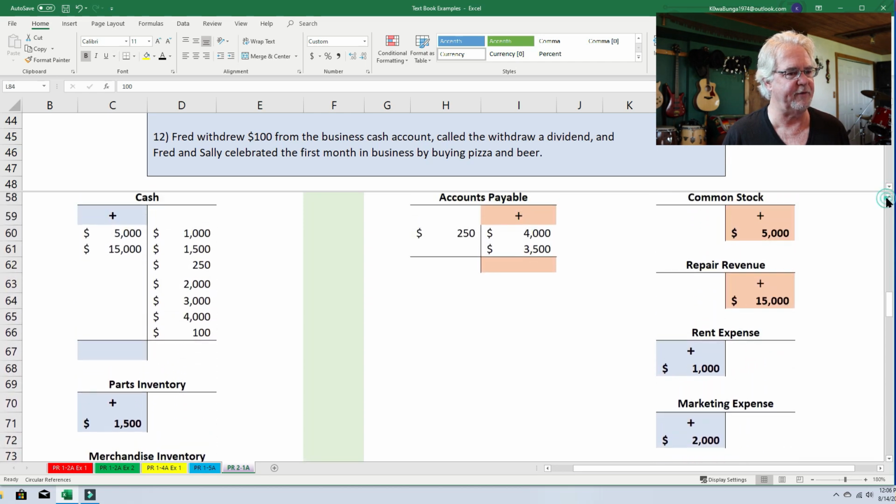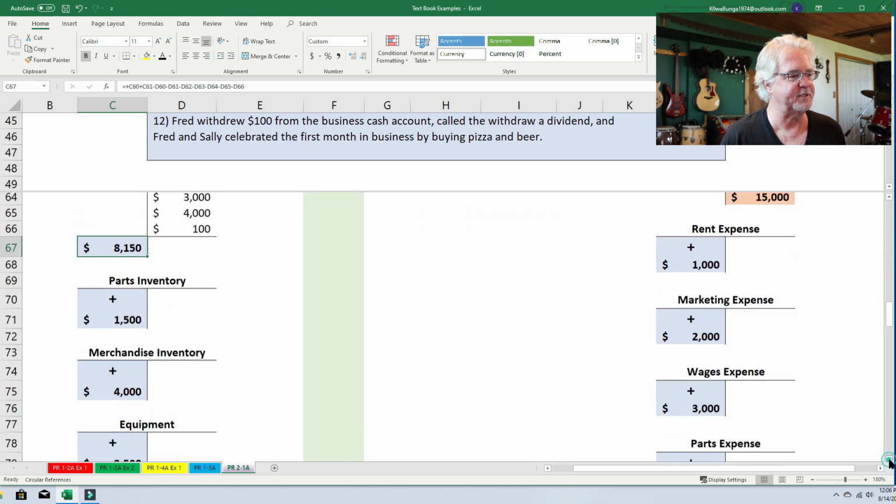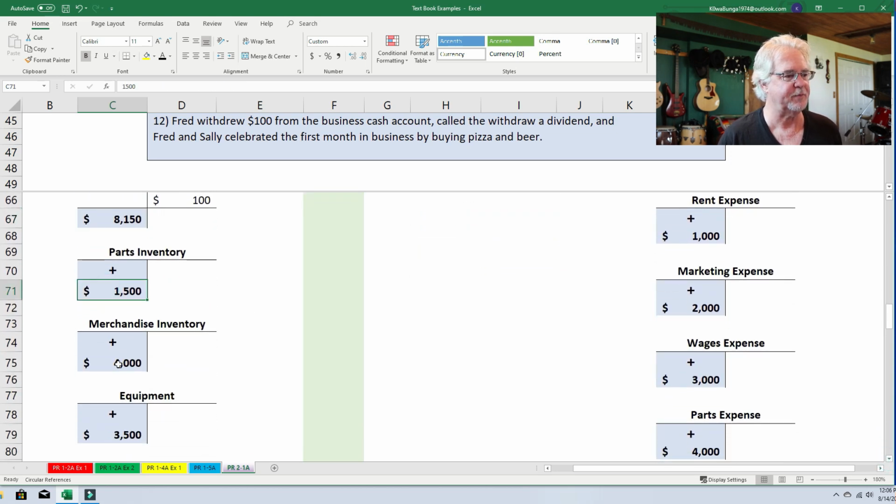So what we need to do at this point in time, because that's all the transactions, we need to find the balances. Now, if you're using Excel, it's really easy to do. Like for cash, you would just add up all the money coming in, subtract all the money going out, and whatever's left over, there you go. So at the end of June, they've got $8,150. Since there was only one transaction in the parts inventory, the balance is $1,500. Merchandise inventory, $4,000. Equipment, $3,500. There was nothing to add up here.